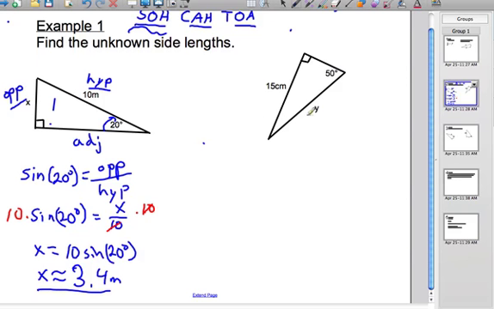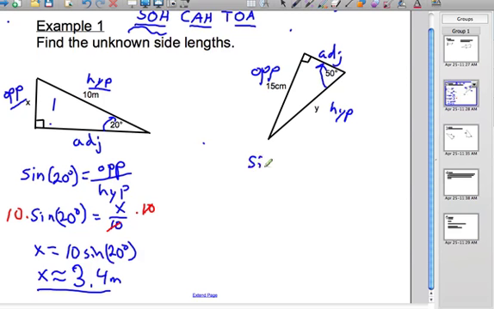So let's look at this triangle. The reference angle is 50 degrees. Of course, y is the hypotenuse with reference to 50 degrees. 15 is going to be the opposite, and this one's going to be the adjacent. So again, we've got opposite and hypotenuse, so again we're going to use sine.